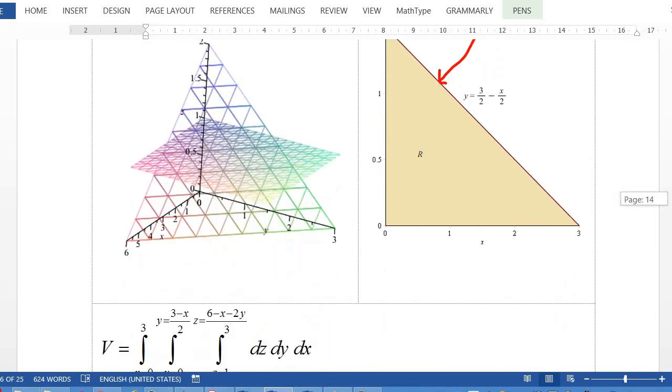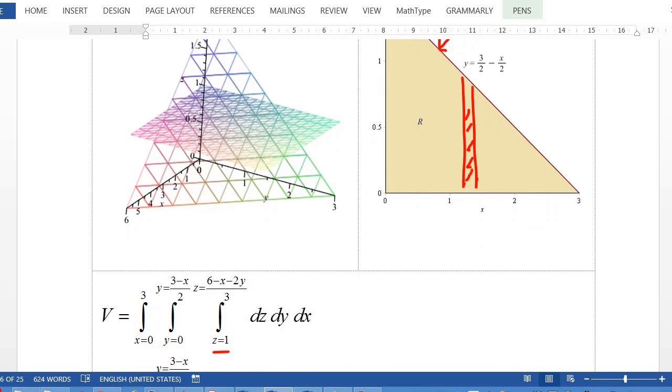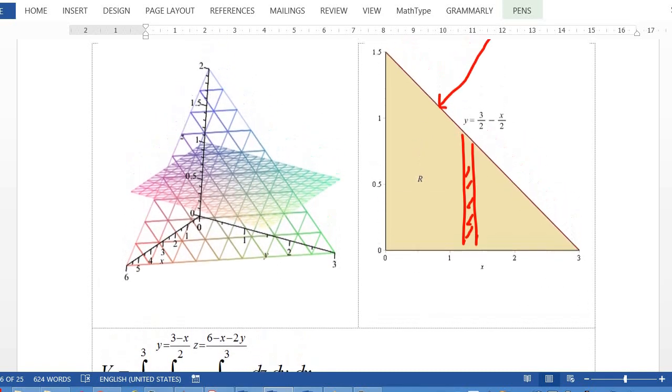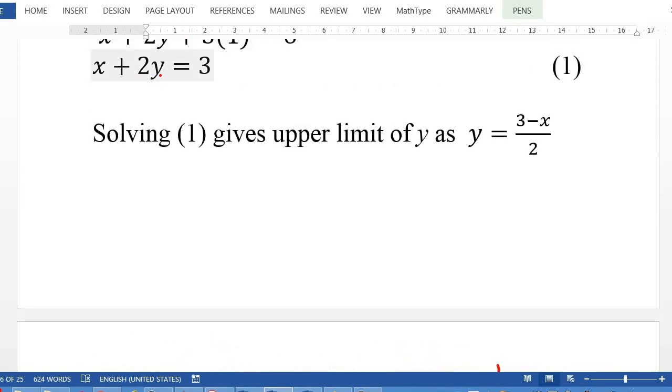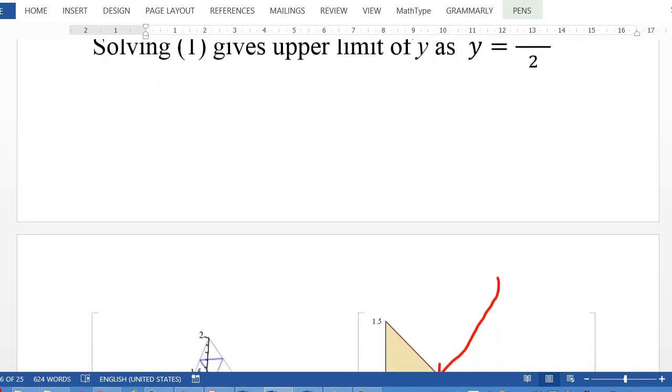Okay, so you solve it using the vertical bar technique, meaning dy dx. So y touches the x-axis, which is y equal to 0, until this curve, which comes from x plus 2y equal to 3, or y equal to (3 minus x) over 2.